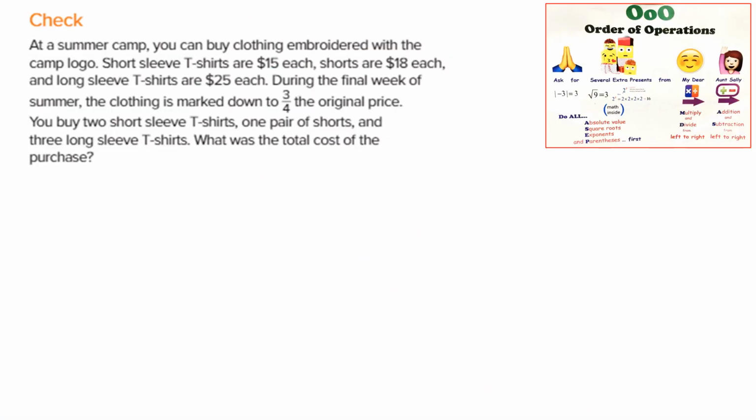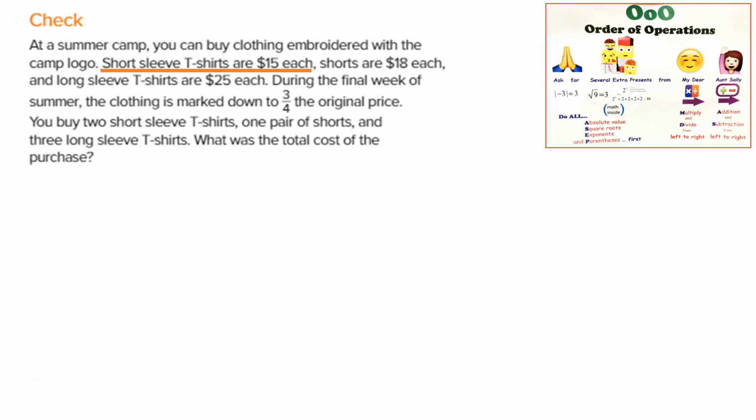All right, so we're going to work through one more, and the lesson will be yours, and then you can come and get your assignment. This one says, at a summer camp, you can buy clothing embroidered with camp logo. Short sleeve t-shirts are $15 each, shorts are $18 each, and long sleeve t-shirts are $25 each. During the final week of summer, the clothing is marked down to 3/4 the original price. You can buy 2 short sleeve t-shirts, 1 pair of shorts, and 3 long sleeve t-shirts. What was the total cost of the purchase?